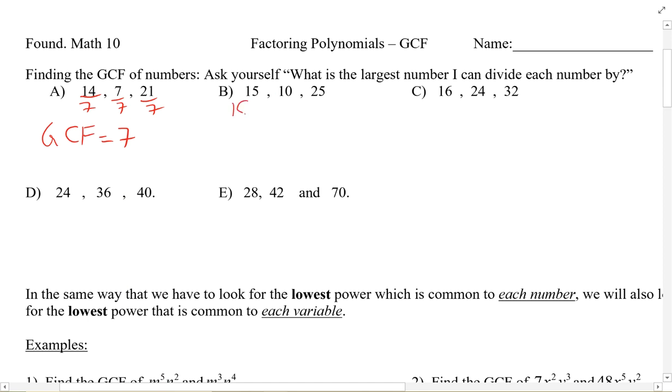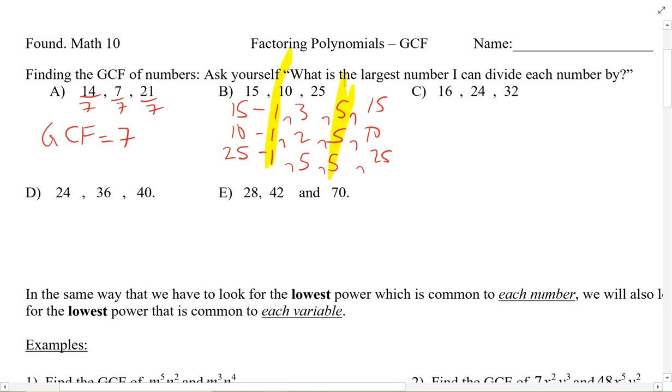Well, what are the factors of 15? 1 and 15, 3 and 5. And what are the factors of 10? 1 and 10, 2 and 5. And what are the factors of 25? 1 and 25, and then 5 and 5, although it's the same one, I'll write it twice. As you can see, they all have 1 in common, and they all have 5 in common. Which one's larger? 5.